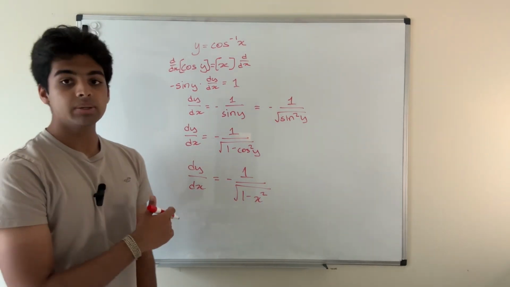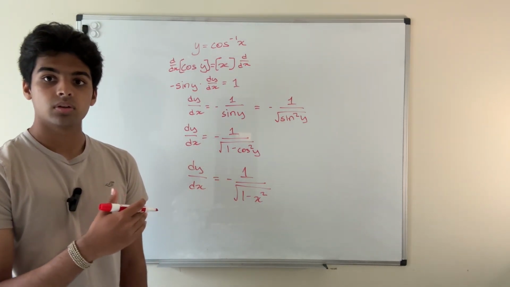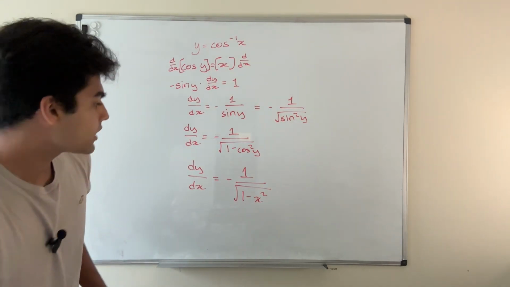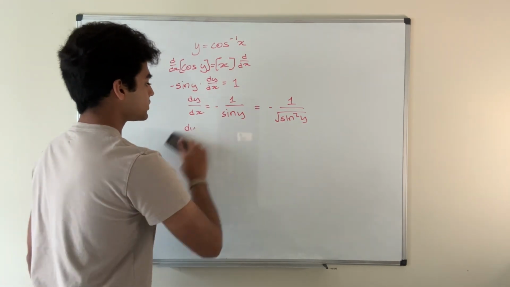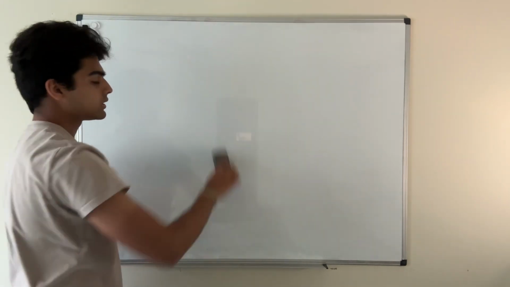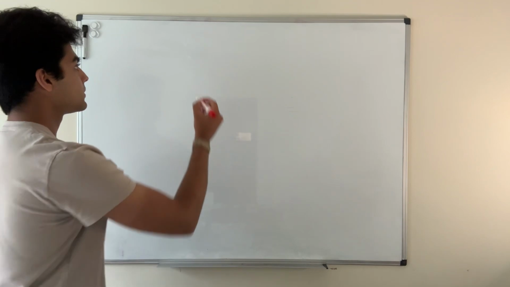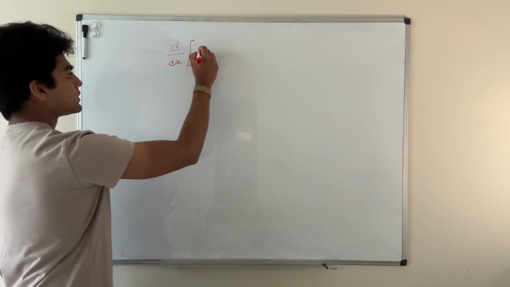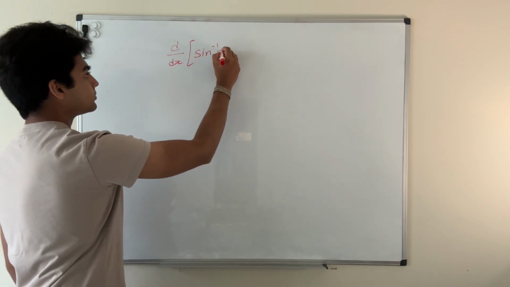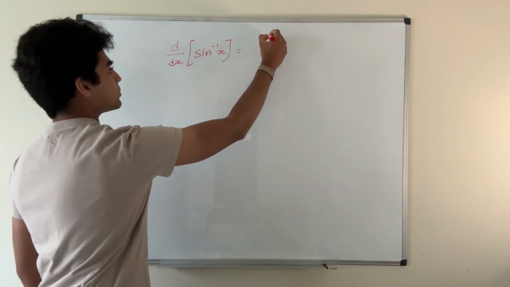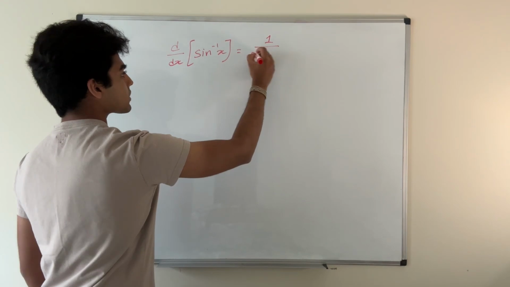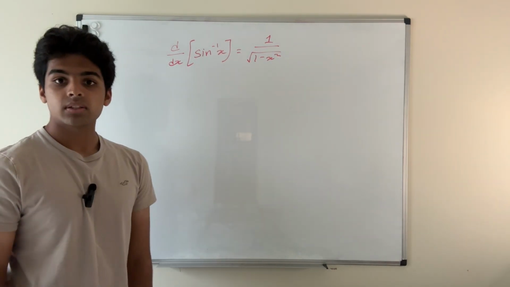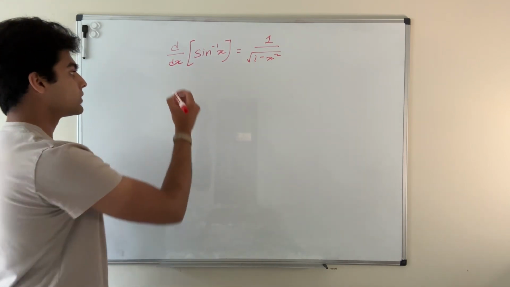And this looks extremely similar to the sine inverse one, right? So we see a pattern right here. The derivative of sine inverse x, as we just found, was 1 over square root 1 minus x squared. Cosine inverse x is the same thing, just negative, right? The only thing that's different is the sign.